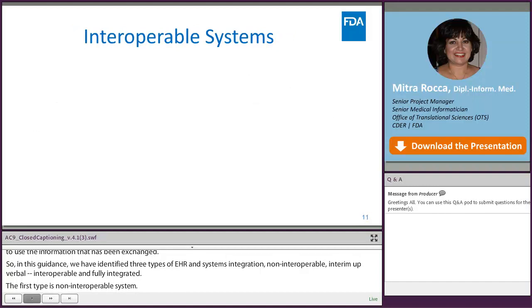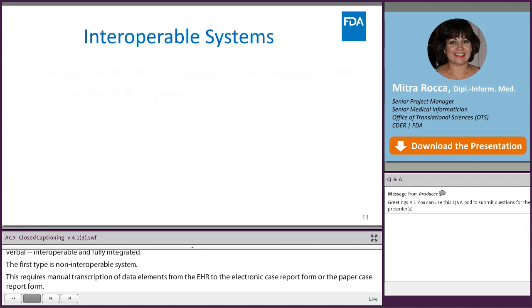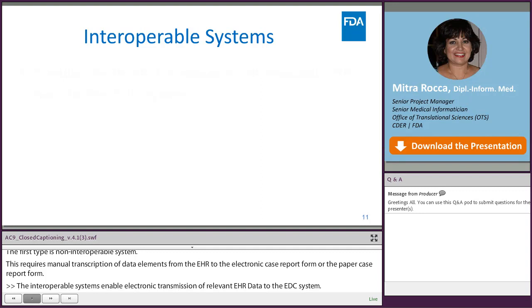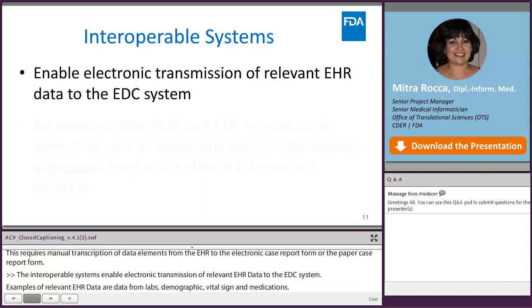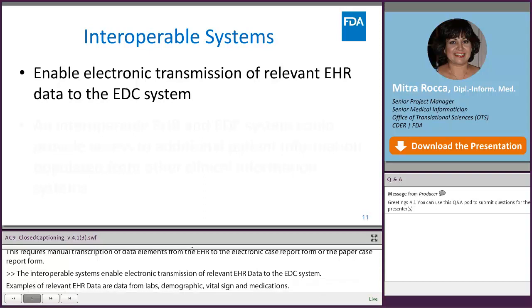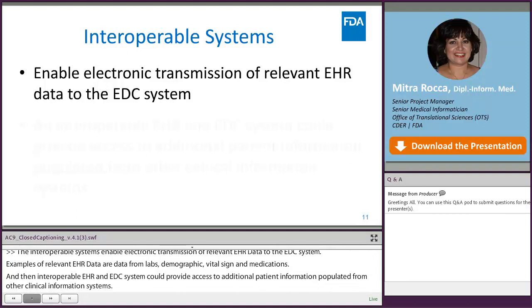The interoperable systems enable electronic transmission of relevant EHR data to the EDC system. Examples of relevant EHR data are data from labs, demographics, vital signs, and medications. And an interoperable EHR and EDC system could provide access to additional patient information populated from other clinical information systems. And examples of other clinical information systems are radiology information system and lab information system.